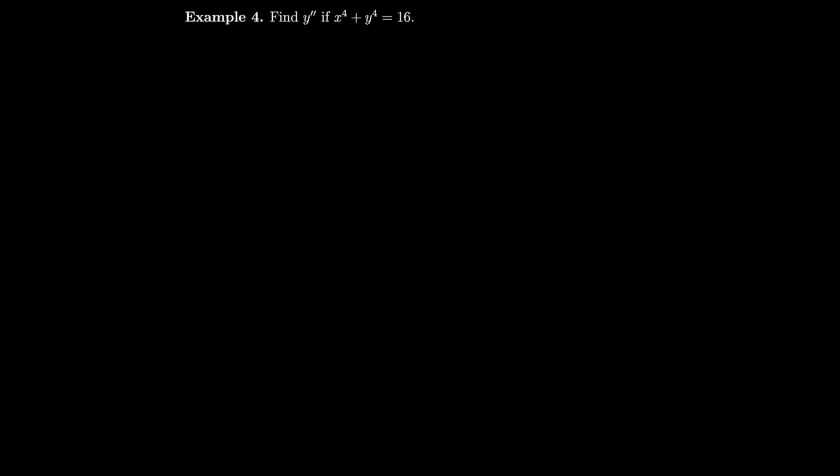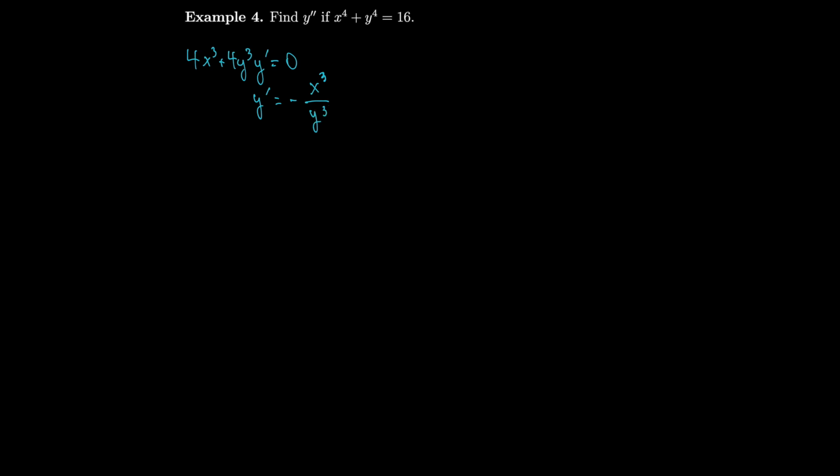Okay, let's find y double prime if x to the 4th plus y to the 4th is 16, which is basically like a kind of fat looking circle. I didn't draw it very well, so I'm gonna forget about that. This is 4x cubed plus 4y cubed times y prime equals 0, because derivative of x to the 4th is 4x cubed. Derivative of y to the 4th is 4y cubed. By the chain rule, we have to multiply by y prime. And then derivative of 16 is 0 because it's a constant. If we solve for y prime, we get that y prime is negative x cubed over y cubed.